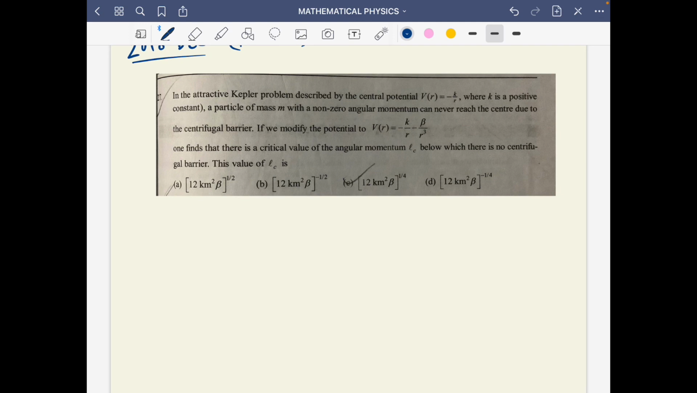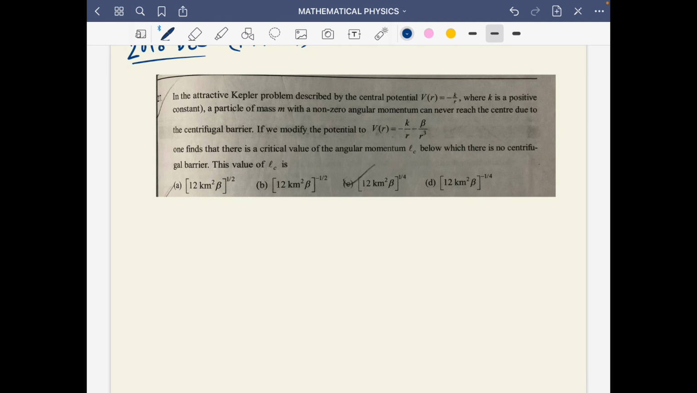So here I read out the question. In the attractive Kepler problem described by the central potential V(r) equals minus k by r, where k is a positive constant, a particle of mass m with a non-zero angular momentum can never reach the center due to the centrifugal barrier. If we modify the potential to V(r) equals minus k by r minus beta by r cube, one finds that there is a critical value of the angular momentum Lc, below which there is no centrifugal barrier. This value of Lc is.